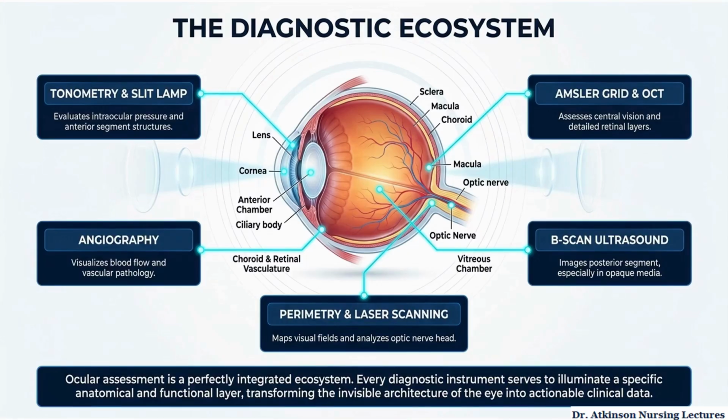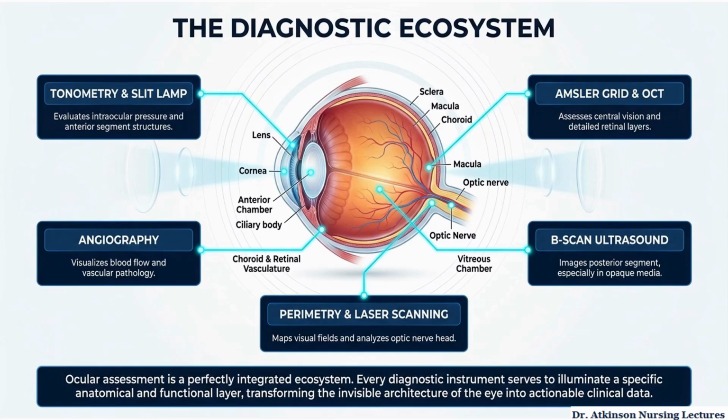Ocular diagnostic testing evaluates both structural and functional components of the eye. Tonometry and slit lamp examination assess intraocular pressure and anterior segment structures. Angiography evaluates retinal and choroidal blood flow and vascular pathology. Perimetry and laser scanning assess visual fields and analyze the optic nerve head. The Amsler grid and optical coherence tomography evaluate central vision and provide detailed imaging of retinal layers.